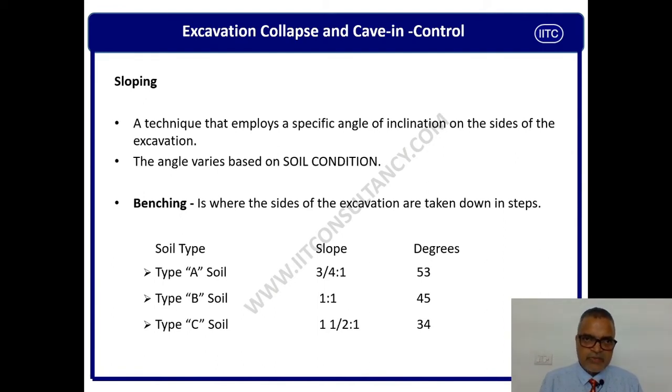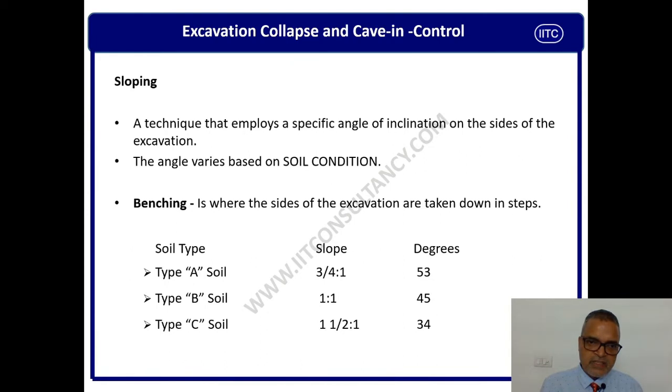Sloping: we need to know the definition. Excavation collapse and caving control is one method, and that is sloping. Sloping is a technique that employs a specific angle of inclination of the sides of the excavation. We need to make an inclination angle so that your site does not collapse. The angle varies from soil to soil, depending on soil condition and soil type.